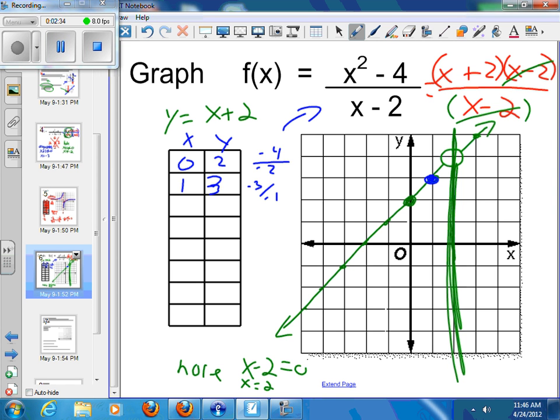At 2, that's where our hole should be. So let's double check that. 2 squared is 4. That's going to be 4 minus 4. And 2 minus 2 is going to be 0. So you got 0 over 0. Can't have 0 in the denominator. So that's undefined.